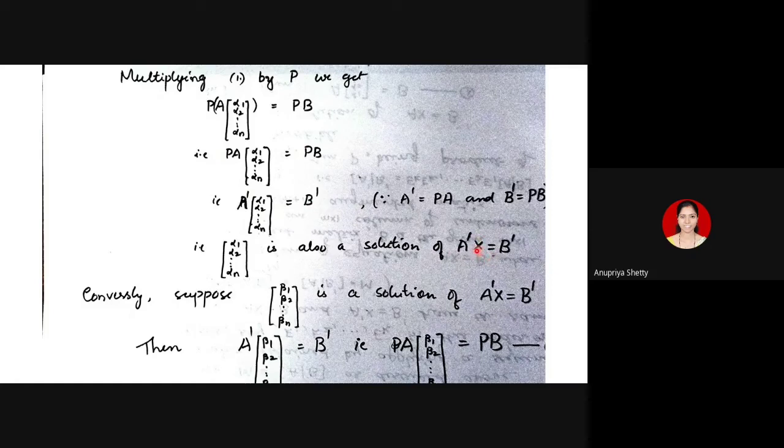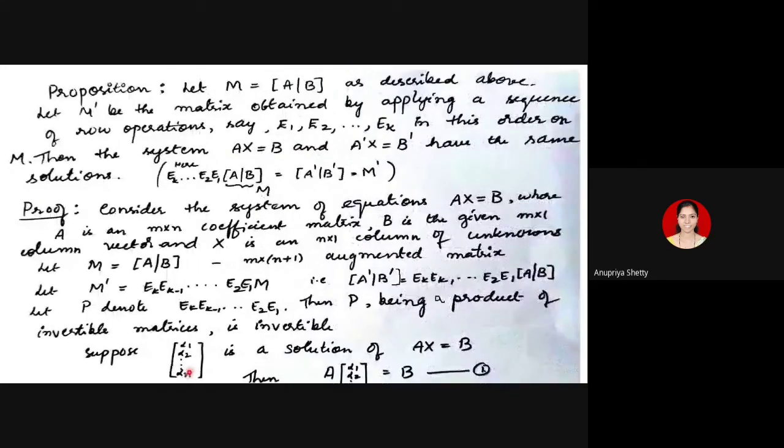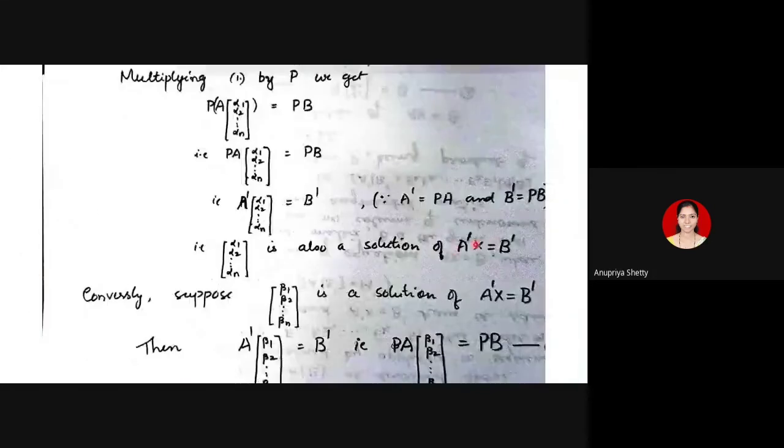In the place of x, here we have the column alpha 1, alpha 2, etc. alpha n. So we have justified that if there is a column consisting of numbers alpha 1, alpha 2, alpha n, which is a solution of Ax equal to B, then it is also a solution of A dash x equal to B dash. Now we'll go in the reverse direction. That is, suppose you take a solution of A dash x equal to B dash, we'll justify it is also a solution of Ax equal to B.